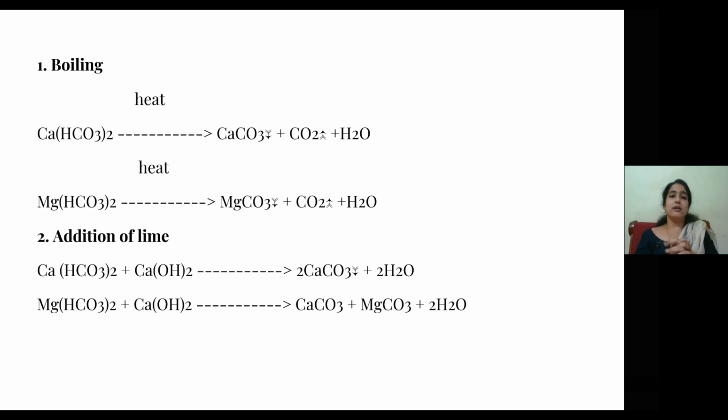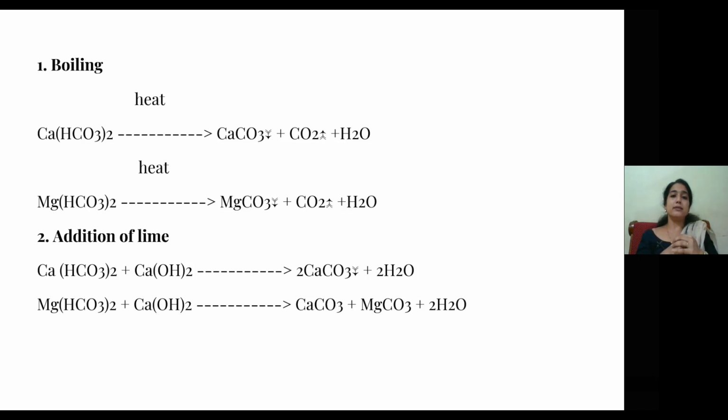The first one is boiling, for removing the temporary hardness, which is caused by the carbonates and bicarbonates of calcium and magnesium. Here the equation shows that calcium bicarbonate, that is Ca(HCO3)2, during the heating process will be converted into calcium carbonate, carbon dioxide and water. This calcium carbonate will be precipitated. The same happens in the case of magnesium bicarbonate, that is Mg(HCO3)2.